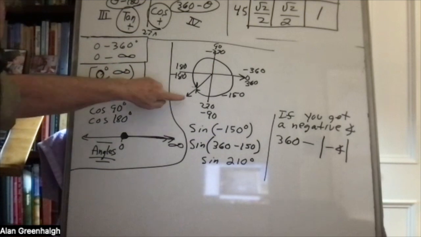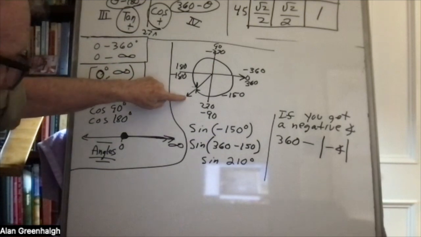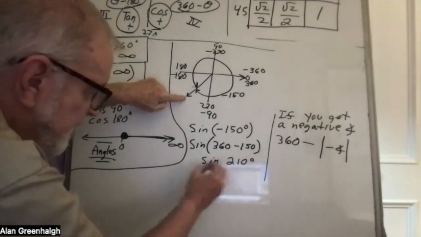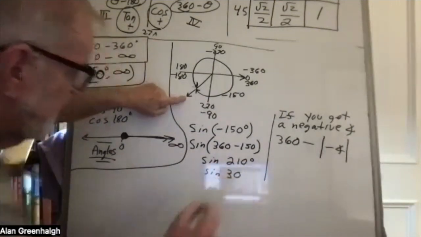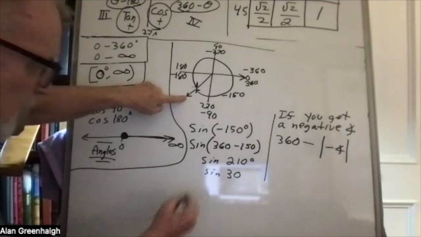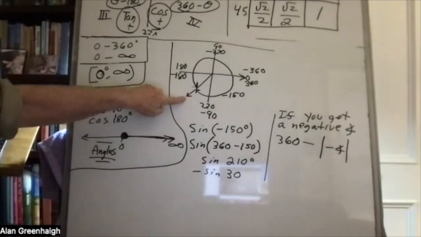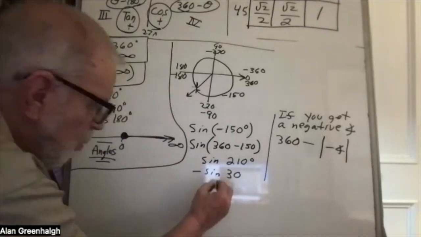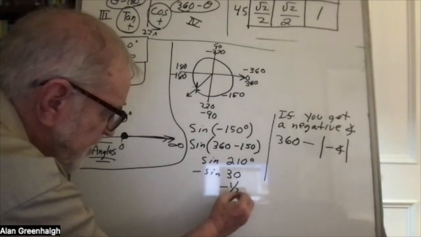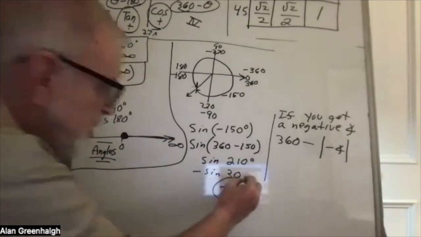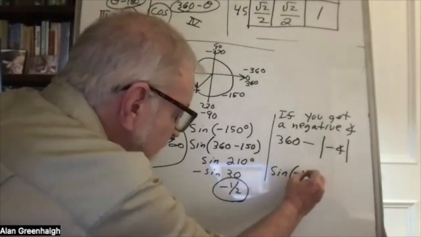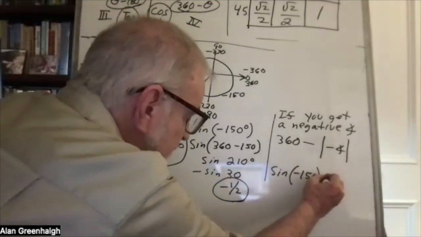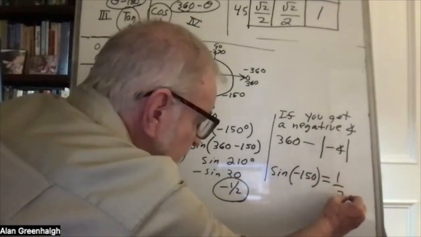210 is a third quadrant angle, so it's going to be 210 minus 180, which is 30. It's a third quadrant angle, so it'll be negative. What's the sine of 30? 1/2. This is the answer. The answer to the question, what is the sine of negative 150, is negative 1/2.